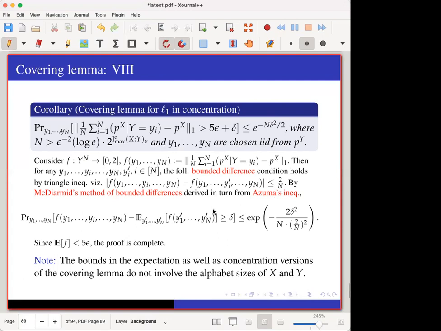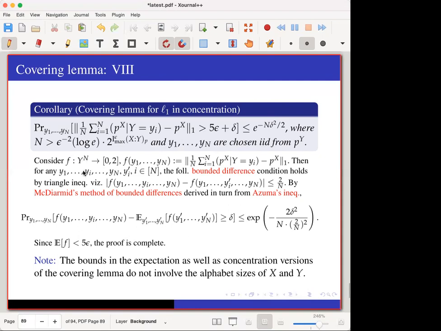Then McDiarmid's method of bounded differences kicks in. All I require is a function whose domain is an n-fold Cartesian product, with no explicit dependence on the set size, as long as it's greater than one. So take a function whose domain is the n-fold Cartesian product of a set, and I put a probability distribution py on this set.